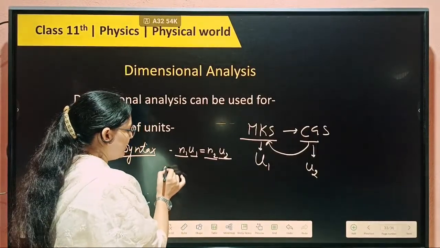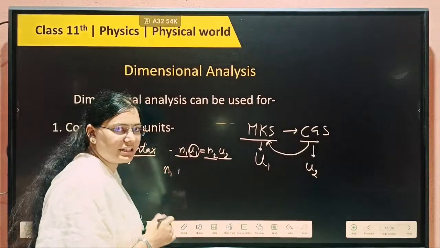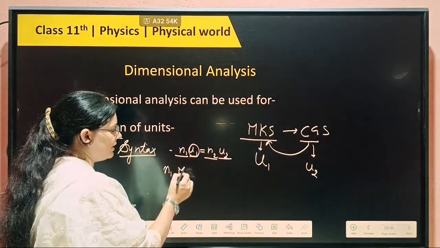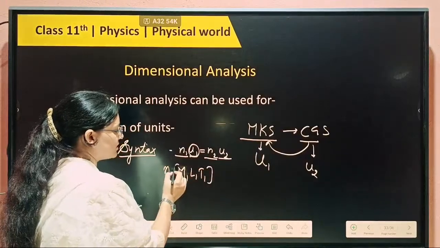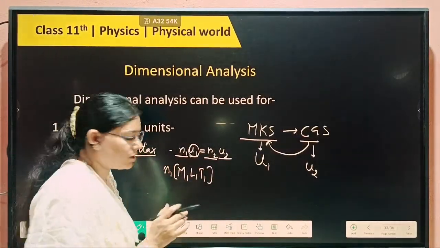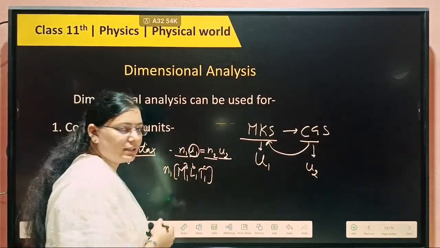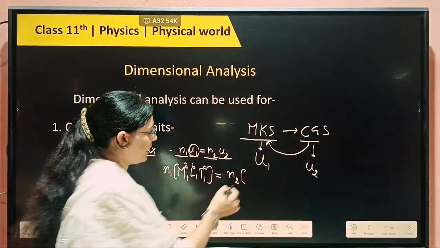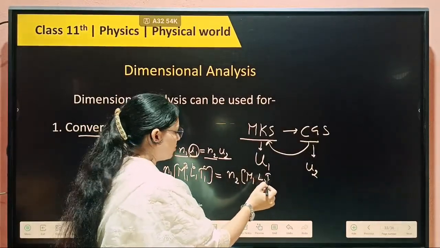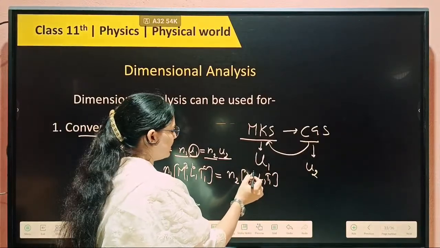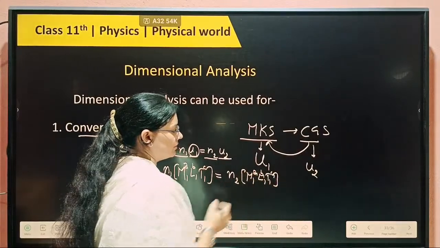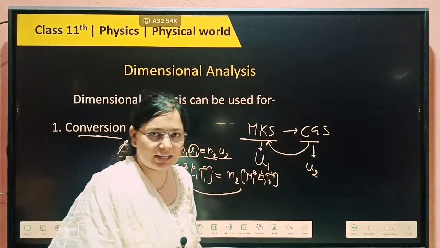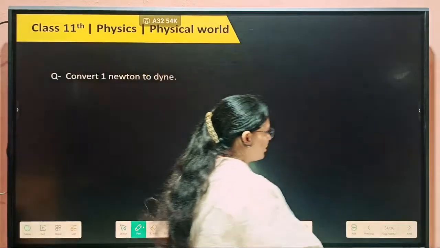So if n1 is given, then for this quantity in MKS, first of all we will write its dimension formula: M^a1 L^b1 T^c1. Here we are taking the general formula, that's why we are taking a, b, c. Then for n2, the dimension formula will remain the same for both quantities, so we will write M^a1 L^b1 T^c1 there. If you want to find n1, then we take this one side, and then we can find one quantity in terms of the other quantity. Next we will do an example, and you will understand with the example.